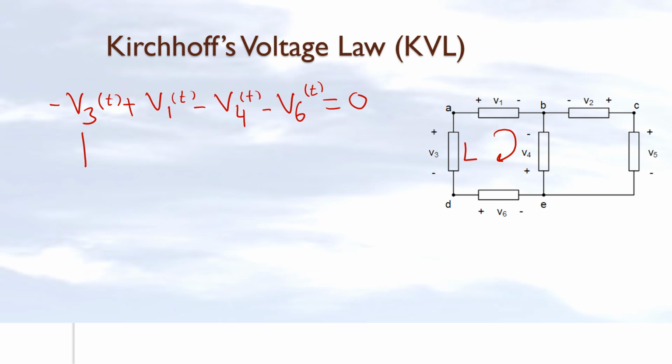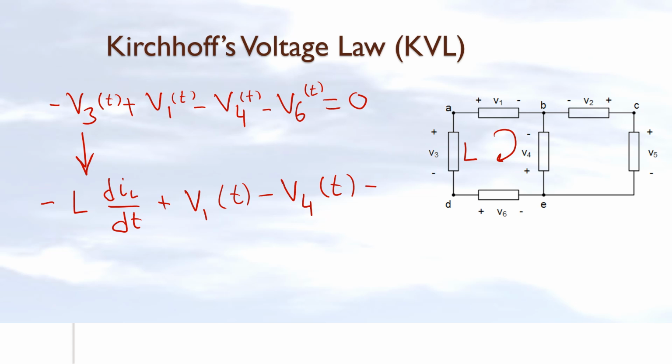Moreover, we can relate V3, which is the voltage across that inductor, to the inductor current by writing it as L dIL/dt. So this is another equivalent representation for this loop, assuming that element number 3 is an inductor. From here you can see that we have a differential equation that has IL in it, and we can solve for IL if needed.